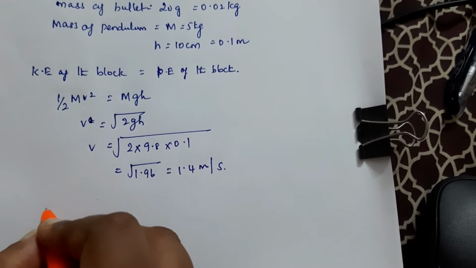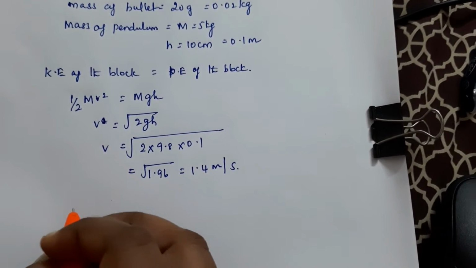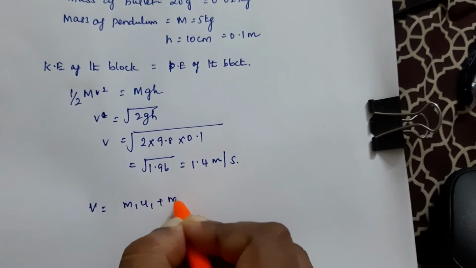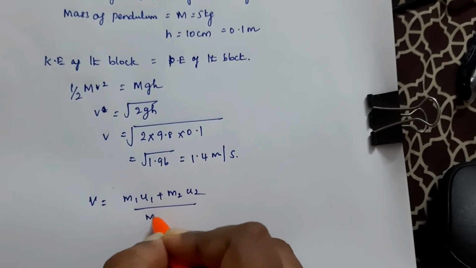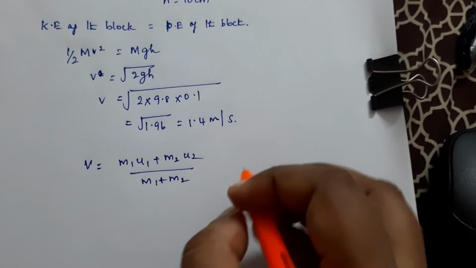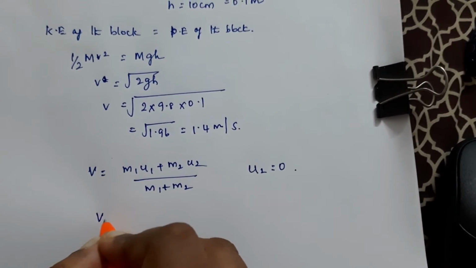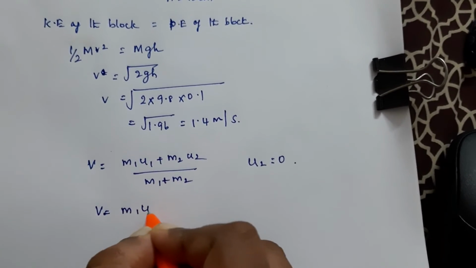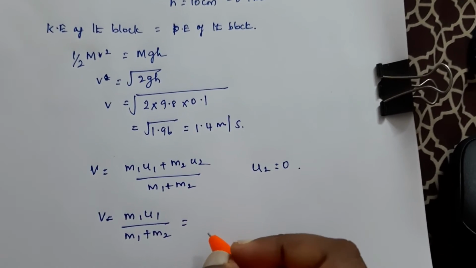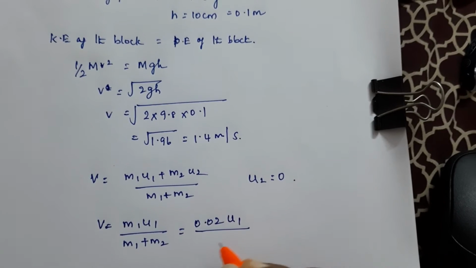Now, in inelastic collision, we know the velocity v is equal to m1 u1 plus m2 u2 by m1 plus m2. Here, the object u2 is at what? Rest. So u2 is equal to 0. So we can write v is equal to m1 u1 by m1 plus m2. So what is m1? m1 is 0.02. u1 you don't know. We have to find out u1.